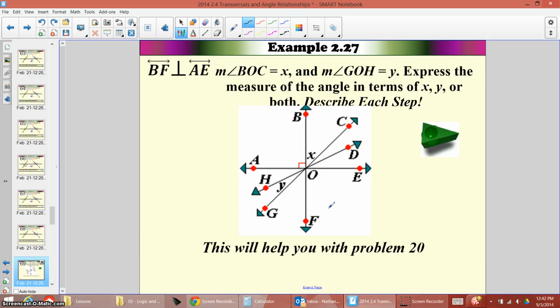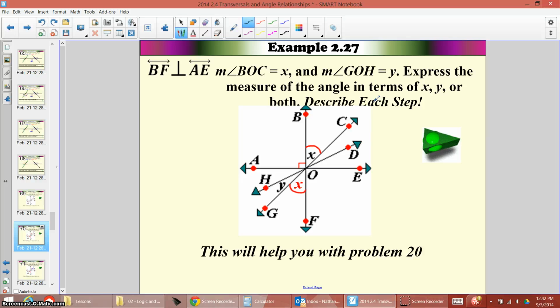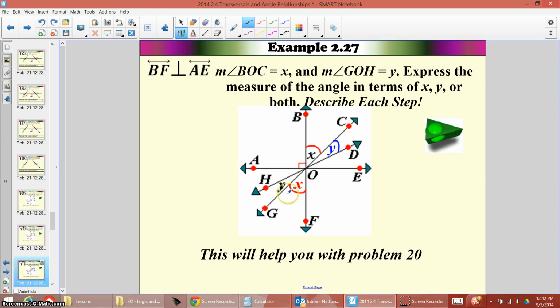Example 2.27. If those two lines are perpendicular, BF and AE, the measure of BOC is x, and the measure of GOH is y. So right here we've got y, and right here we've got x. Express the measure of the angles in terms of x, y, or both. Describe each step. This will help you with problem 20 on the homework. Alright, so those two are equal to each other because they're vertical angles. These two are equal to each other because they're vertical angles. Don't forget to describe each step.